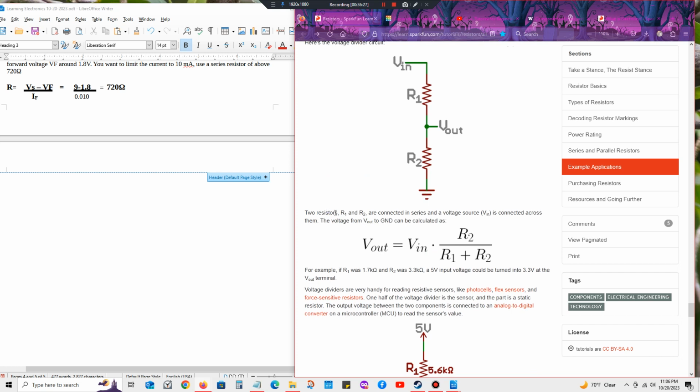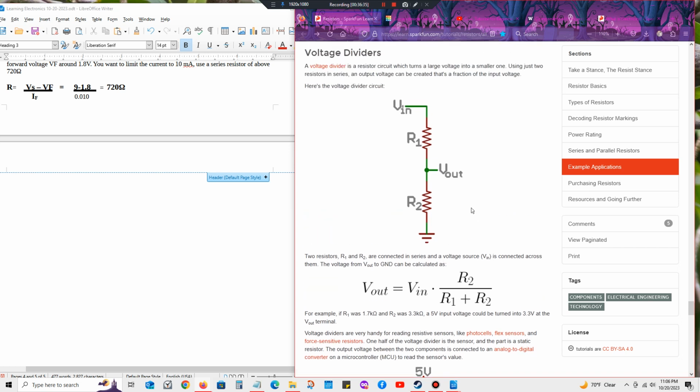And so two resistors, R1, R2, are connected in series. They're not parallel, they're in series. And you have a voltage source. Oh, okay, so that's a voltage source. I thought it would mean input voltage, but the voltage source is connected across them. And the voltage from V out to ground can be calculated.